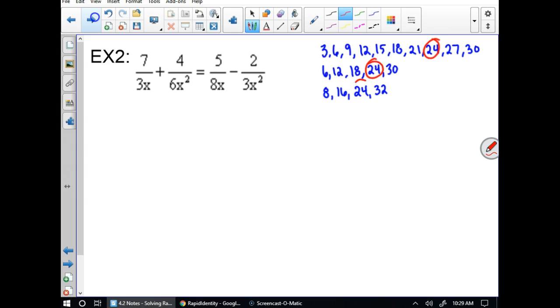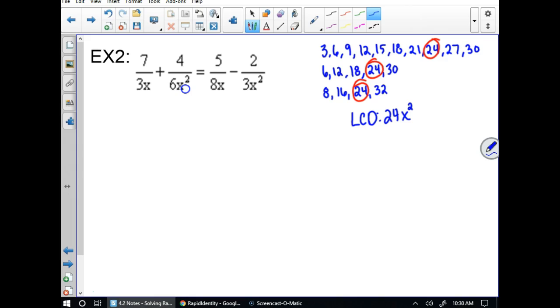24 is a multiple of all three of them, right? So that is your least common denominator. Sometimes it's easier to think of than others. So you need 24 to be your least common denominator. Also, some of these have just an x and some of them have an x squared. That part has to match as well. So our least common denominator here is going to be 24x squared.